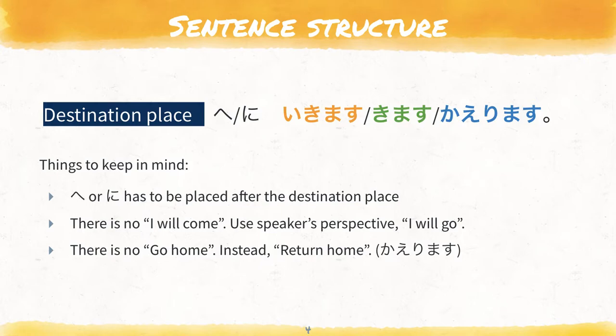And lastly, there is no go home. So there's no I'm going home in Japanese. Instead, we use return home, which is 帰ります. If I want to say go home, it would be 家に行きます, but that doesn't clearly state that you're going back to your own home. So you would use 帰ります to demonstrate that you're returning home.